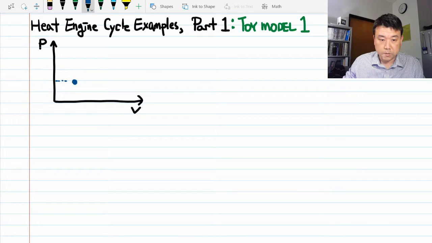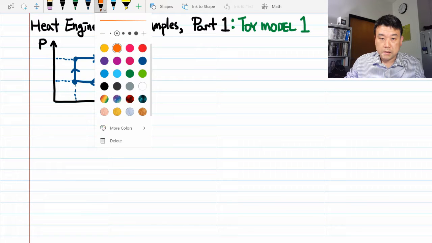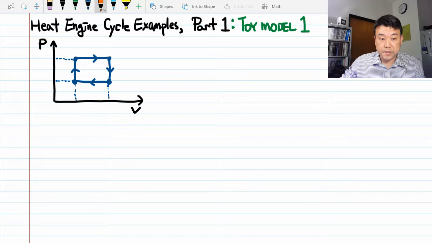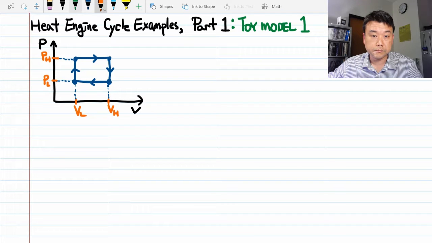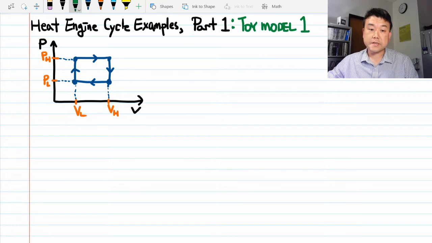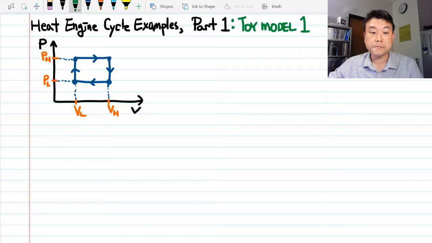So this would be the point for the low pressure, low volume, high pressure and low volume, high pressure and high volume, and high volume, low pressure. Let me give labels for these different pressure and volume points. Alright, so this is a pretty simple cycle that makes calculations easy.